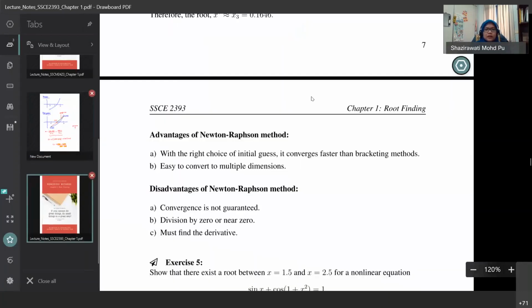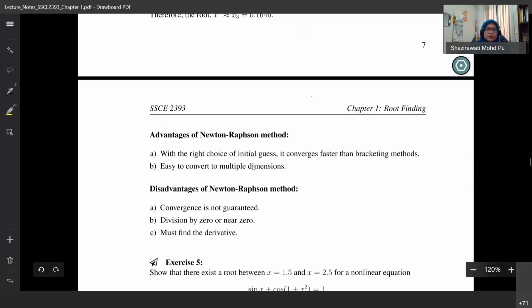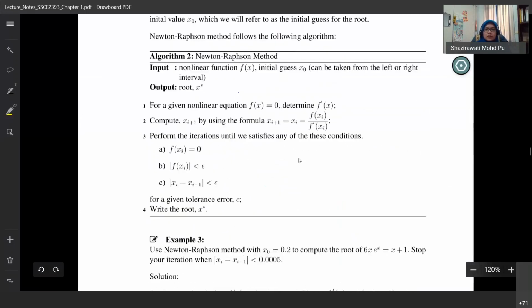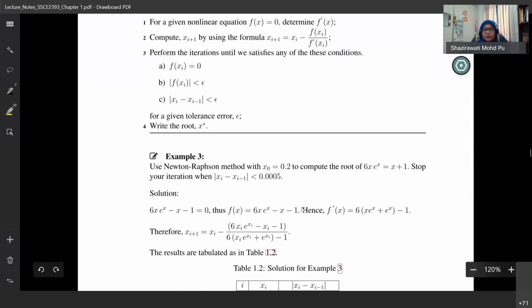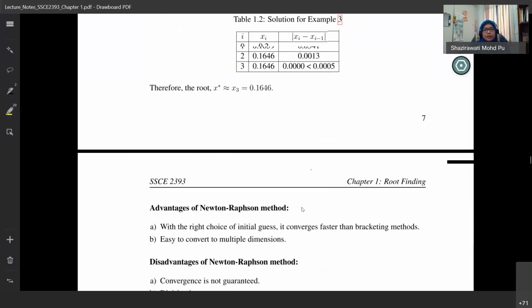Convergence not guaranteed. Division by zero or nearby zero because of the fraction here. In some cases, the evaluation of f prime is so small that when you round off to 4 decimal or 6 decimal places, your calculator or your program rounds off to zero. When you divide by zero, then you have an error, an invalid expression. So that could happen as well in the Newton-Raphson method.